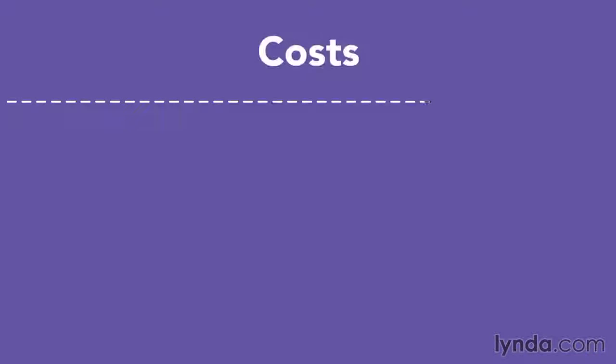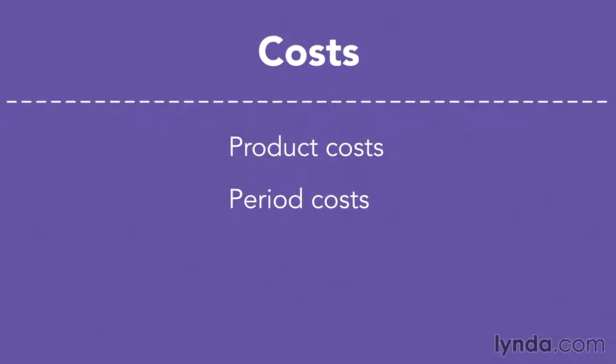Imagine a trip to your favorite fast food restaurant. Now, consider all the costs incurred by that entire fast food organization, from the president's salary down to the cost of the lettuce for the sandwiches. For management accounting purposes, we can divide these costs into two groups: product costs and period costs.